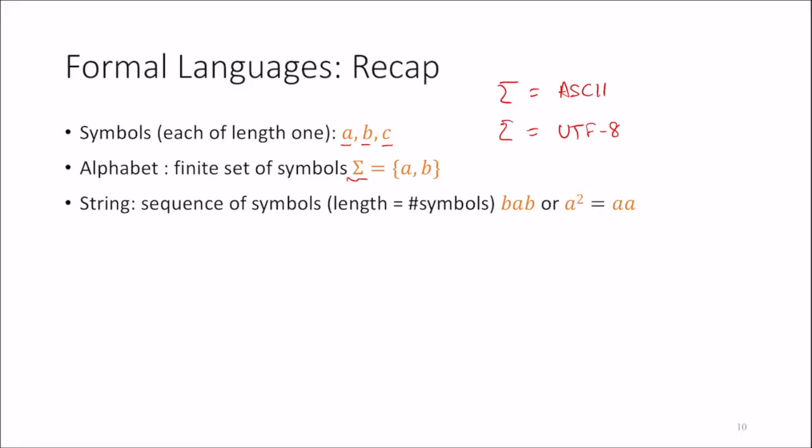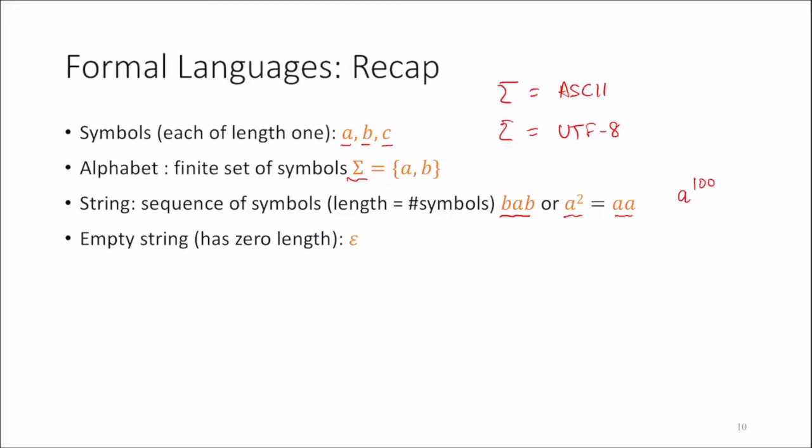A string is then defined as a sequence of symbols concatenated one after the other, and the length is equal to the number of symbols. So here's an example string, which is symbol a followed by symbol a, symbol b followed by symbol a, followed by symbol b. And a convenient notation is to use the exponent. So a to the power 2 just refers to 2 a's. And this is convenient, so I can talk about 100 a's by just writing that instead of the more tedious way of writing that out.